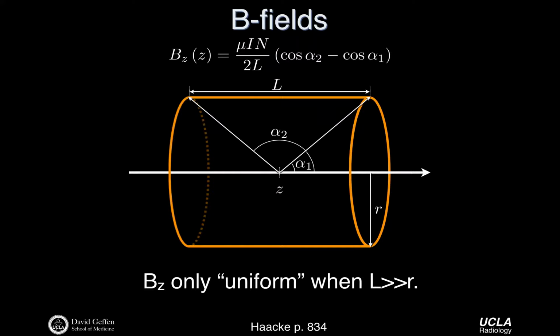Well, it depends on the design of your system, and importantly, it depends on the length to radius ratio. The length of your system and the radius of your system give rise to two angles. So this is just a compact or simplified expression that tells us how the Bz field changes as a function of z. What you'll find is that Bz is really only uniform when the length is much, much longer than the radius, right?